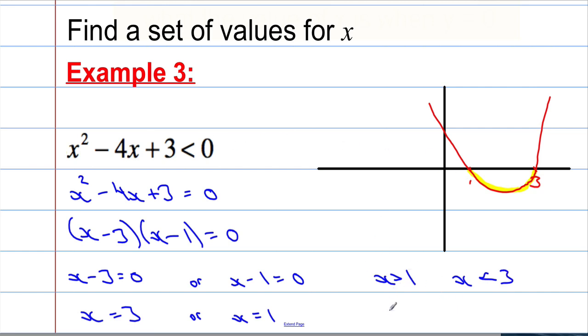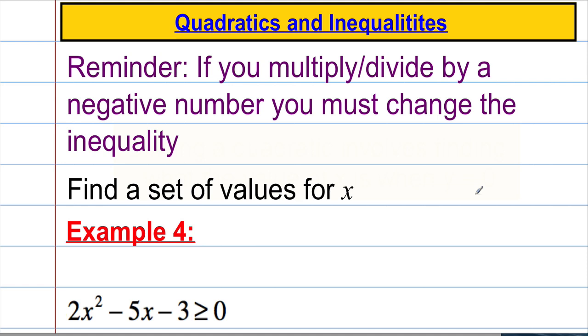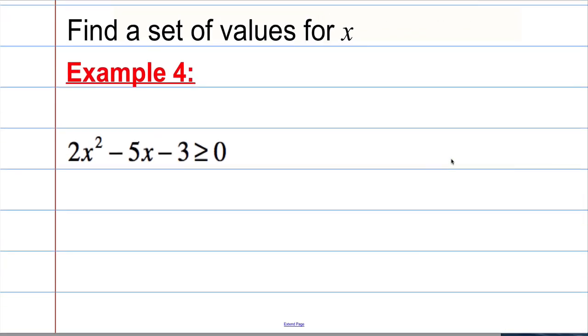Let's see if we can make it even better. Well, that means that 1 would be less than x, but x would be less than 3. So any value which is bigger than 1 but less than 3 will satisfy the inequality. Yeah, let's see another one. This time, same idea. We're going to consider the quadratic equal to 0. So 2x squared subtract 5x subtract 3 is equal to 0.